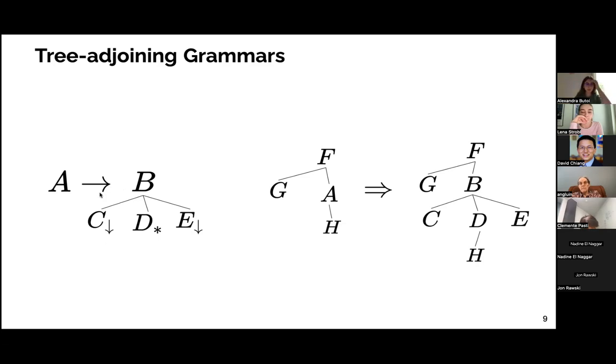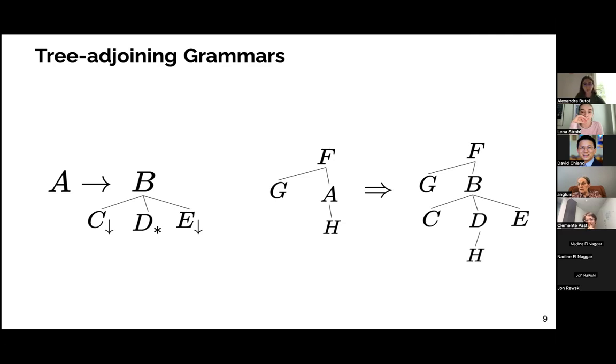So the rules are of this form. You have a node on the left-hand side, and on the right-hand side you have a tree, and the tree can contain at most one footnode, which is in this case the D, and it is marked with an asterisk. All the other nodes are marked with a down-pointing arrow, which means they are substitution nodes. I'll explain in a minute how they are different.